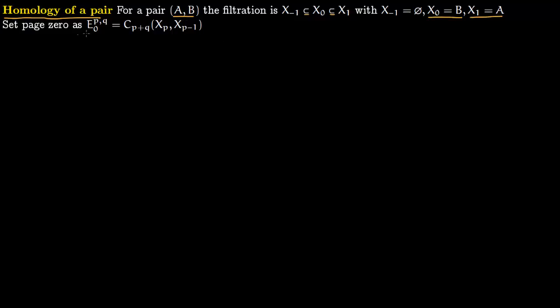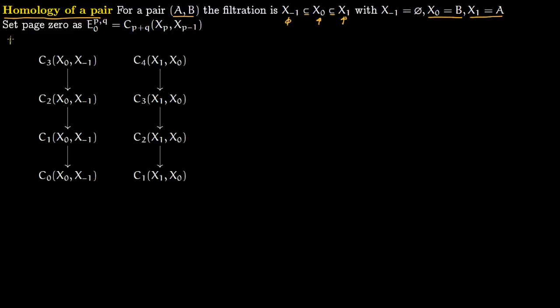Now we start with page 0. So page 0, you set the pq-th entry as C_{p+q}(X_p, X_{p-1}). But we only have two things. We just have X_0 and we have X_1. This is just the null set. So this is how our page 0 will look like. So we will just have two columns: the column corresponding to the pair (X_0, X_{-1}), and the column corresponding to the pair (X_1, X_0), where X_{-1} is just the null set.